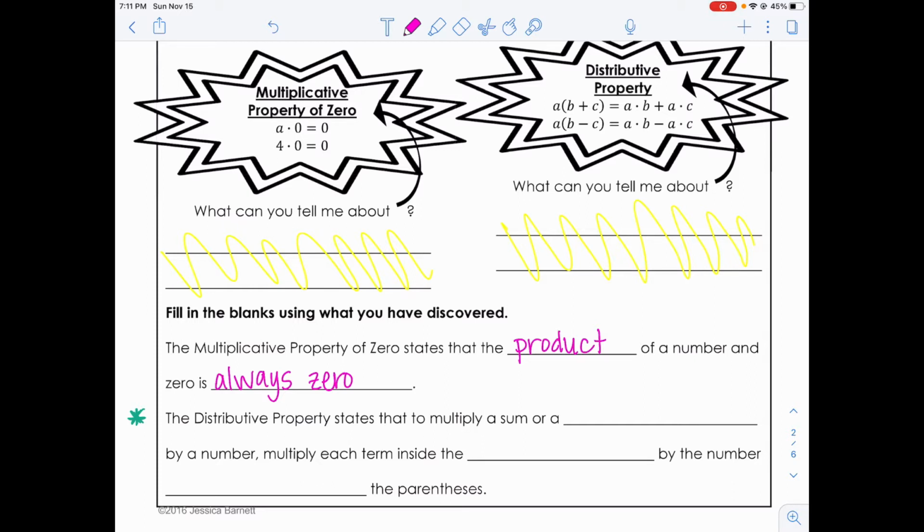And then the big property that we're going to talk about today is called the distributive property. The distributive property states that to multiply a sum or a difference, remember, sum is the answer to an addition problem and difference is the answer to a subtraction problem, by a number, you multiply each term inside the parentheses by the number in front of the parentheses.